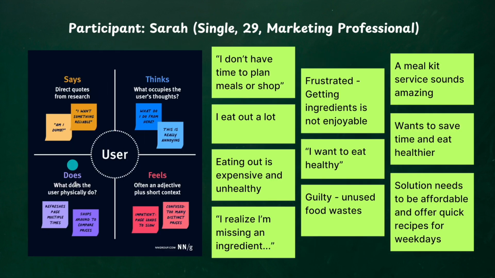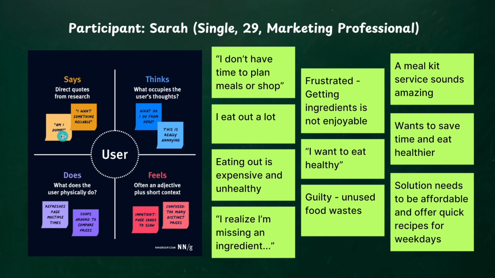Now you have your guide here. This guide is a poster by the Nielsen Norman Group, and you can check the link in the description to view it and download it. Under says, you have direct quotes from research. You can just print out this poster and hang it in your workspace or wherever you do most of your design process, so that you don't have to start looking for it every time you need it. So yeah, direct quotes from the research.